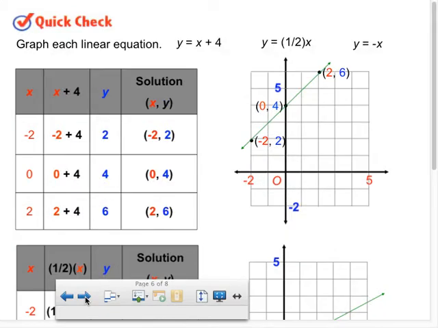Graph each linear function. So we have three functions here. Now I want you guys to go ahead really quickly. What is the y-intercept of this first equation? It's not 4. It's 2. It's a point. It's a coordinate. What is it? It is 0, 4.